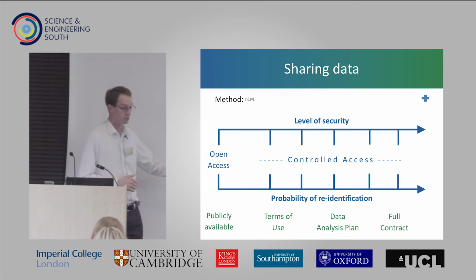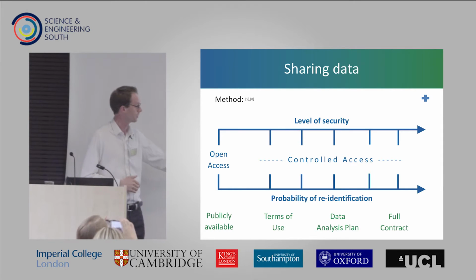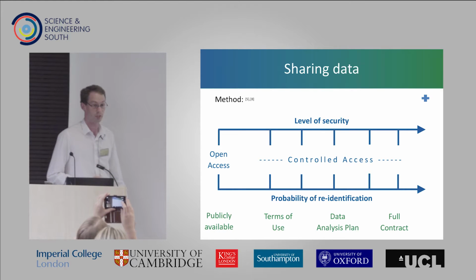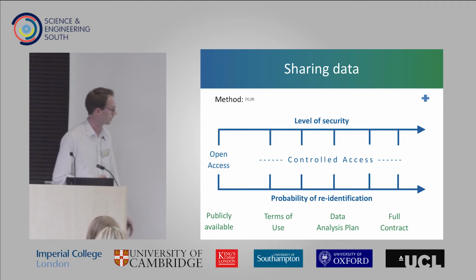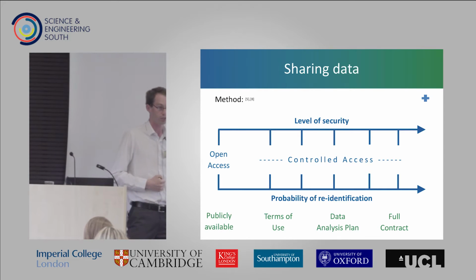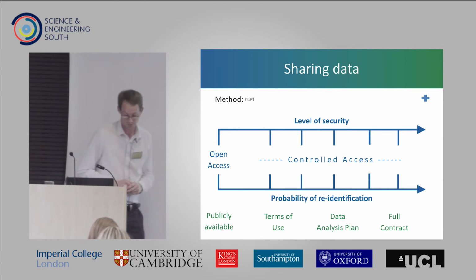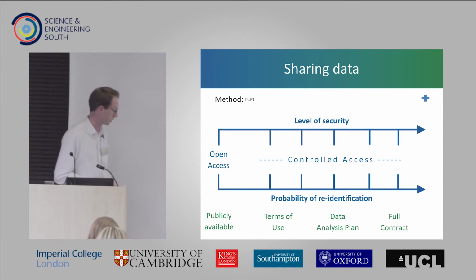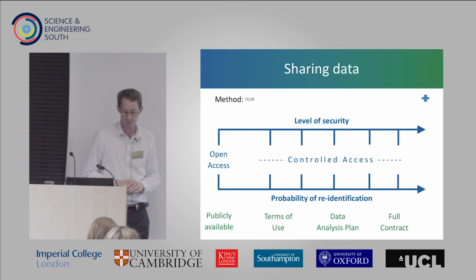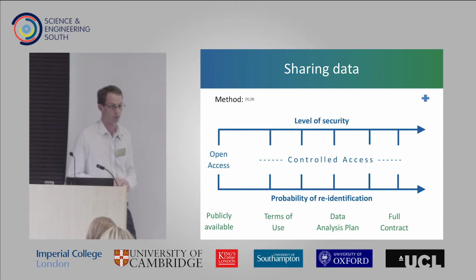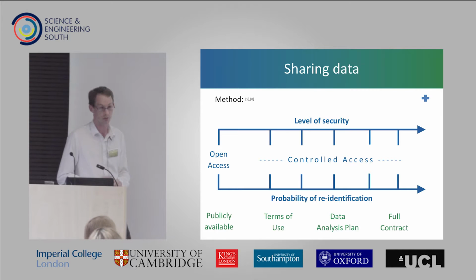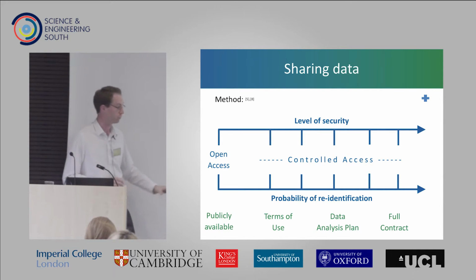And as we've heard earlier, there's a spectrum of options available. And these are dependent on the probability of re-identification. So as the probability of re-identification increases, so too does the level of security that's required. So at one extreme we have open access, where it's publicly available. And as we progress, we may give terms of use for users to sign up to. We may insist that they give a data analysis plan saying what they will do with the data, and we may progress to a full contract at the other extreme.